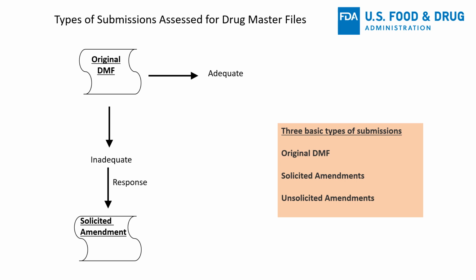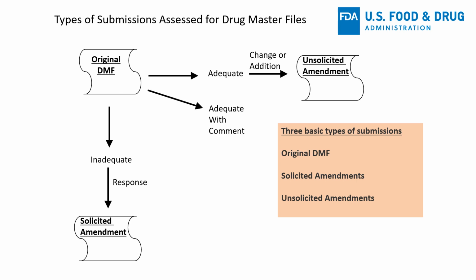Now, if your original DMF is adequate, well, down the road, you might want to make a change, right? You might have a different supplier of one of your raw materials. You might decide to switch solvents. You might decide to change a starting material. These are what would be called an unsolicited amendment. This is a change that is initiated by the DMF holder.